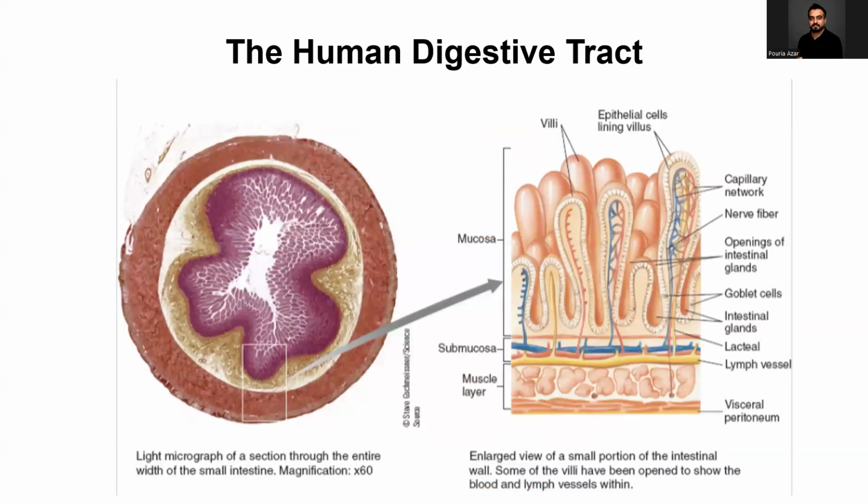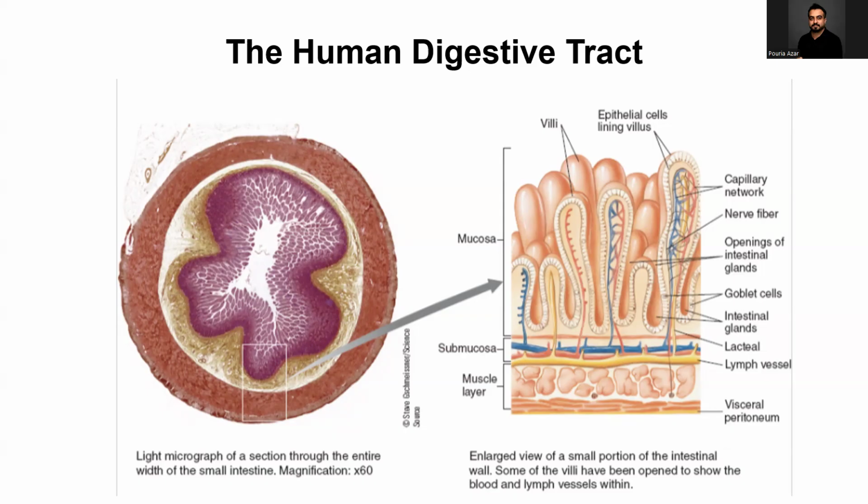So this is a picture of our small intestine. As a sport nutritionist or as a sport dietitian, I would recommend knowing some basic anatomy of the digestive system. So it's very important. A small intestine has three sections. The first section is called duodenum. The second section is called jejunum, and the last section is called ileum.